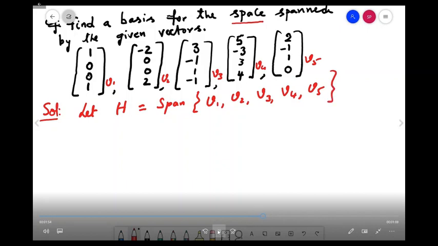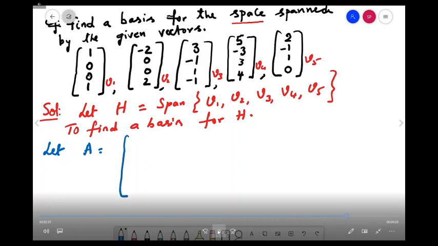Now we have to find a basis for H, and this set containing V1, V2, V3, V4, V5 is a spanning set for H. To find a basis for H, what is the procedure? As I gave you before, you have to consider a matrix by taking these vectors as columns. Because this is a spanning set given to us, we have to find a basis from this spanning set. So let us take matrix A equal to.